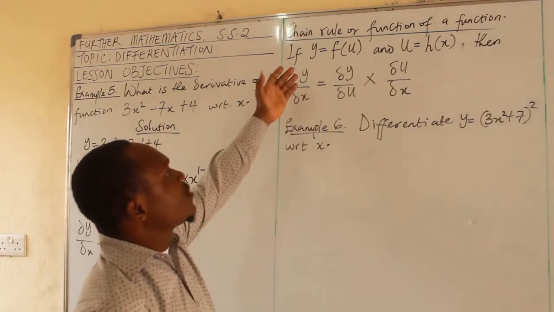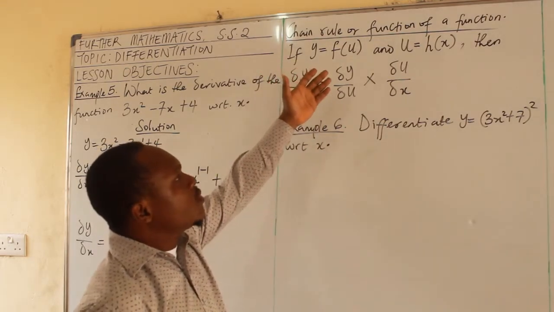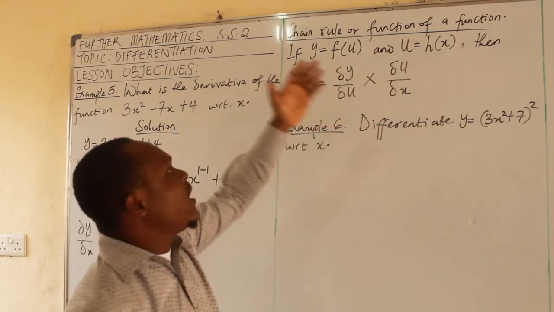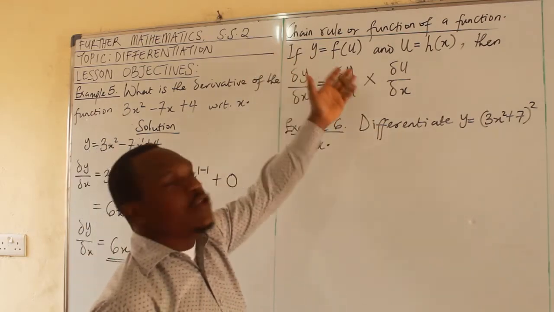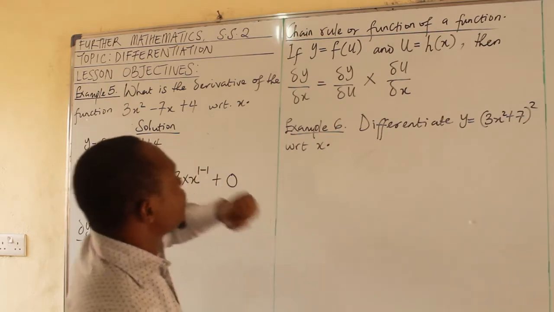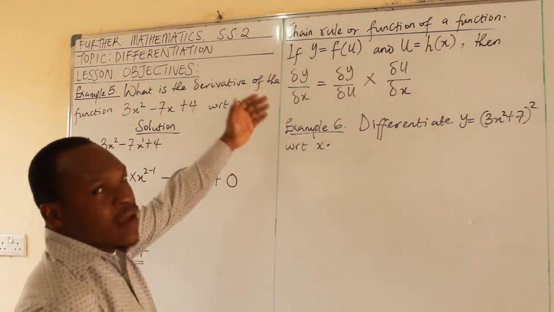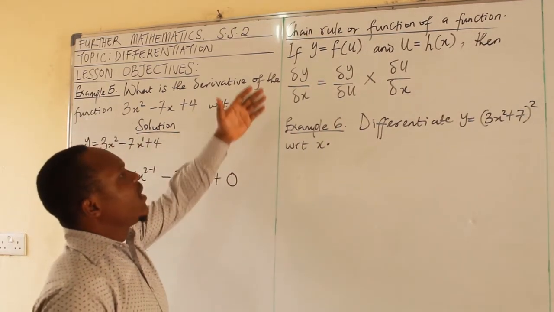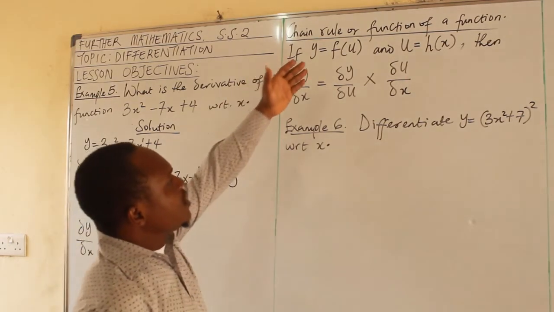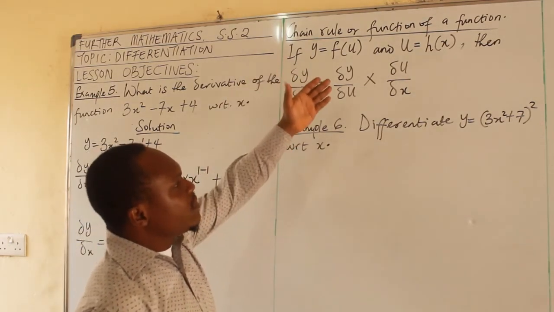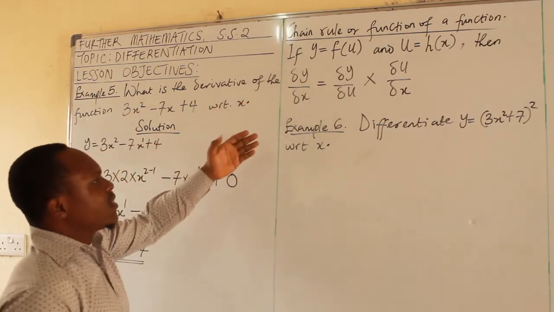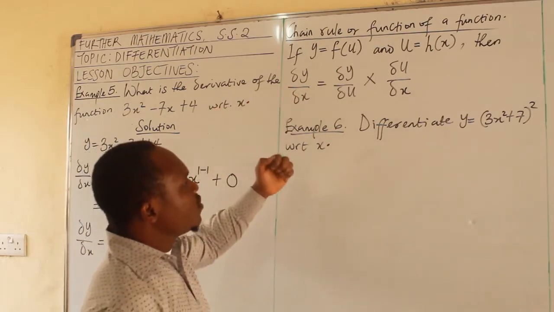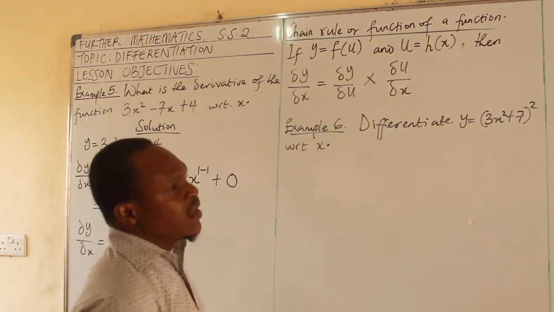y is dependent on u, and u is dependent on x. y on its own has nothing to do with x. But because it is dependent on u, and u on its own is dependent on x, then first we have to find the derivative of y with respect to x. We have dy over du multiplied by du over dx. I repeat, dy over dx will now be dy over du multiplied by du over dx.